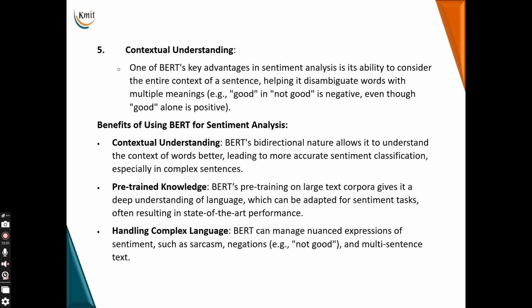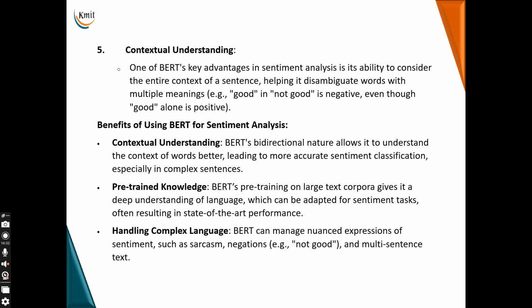Contextual understanding: one of BERT's key advantages in sentiment analysis is it can consider the entire context of a sentence and it can disambiguate all the words. Say for example, good is understood as positive, not good. See, it knows not separately, it knows good separately. So even though it knows good means positive, the moment I am prefixing it with not, it can know that not good is negative, even though the word good has a positive meaning.